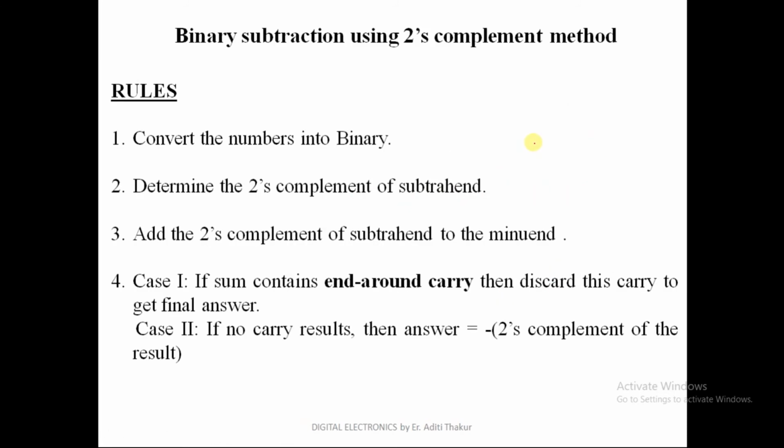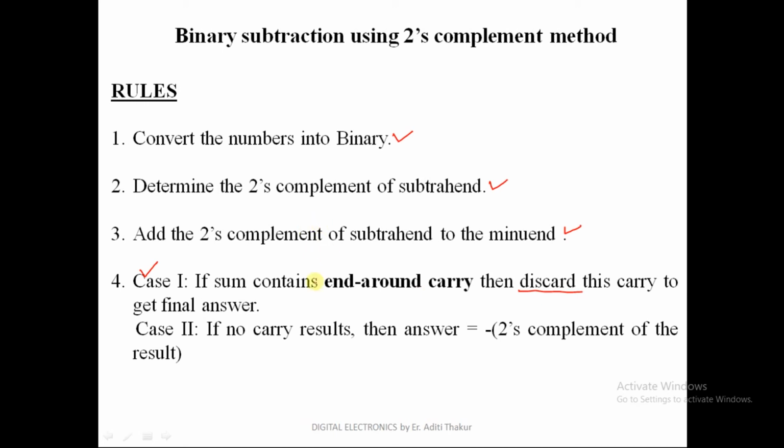So now next we will do the binary subtraction using the 2's complement method. Again, for the 2's complement method we have to follow certain rules, as in 1's complement. First rule is convert numbers into binary, determine the 2's complement of the subtrahend, and then add the 2's complement of the subtrahend to the minuend. Now again two cases will arise. First one is if you get an end around carry, then discard that carry. That is the difference: in the previous case we added this carry into our previous result, but in this case we will discard this carry and the rest of the answer is our final answer.